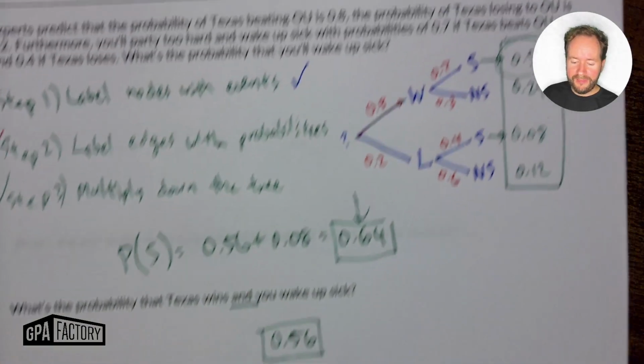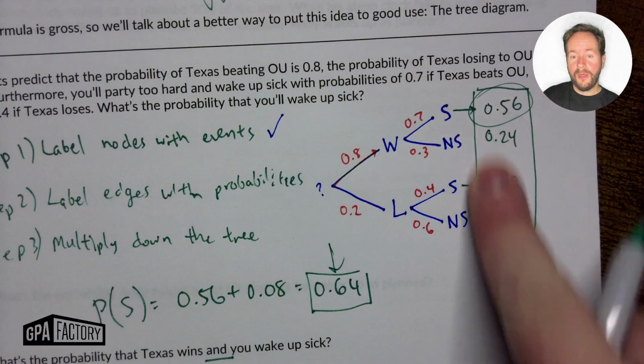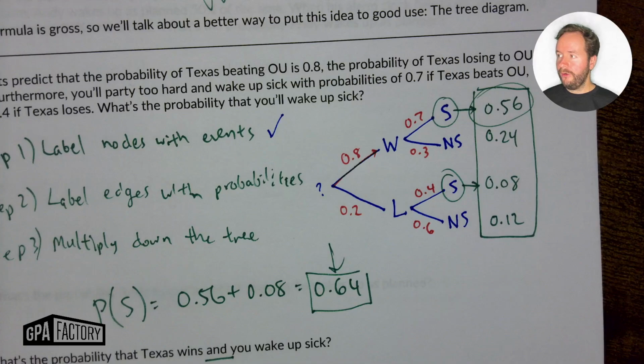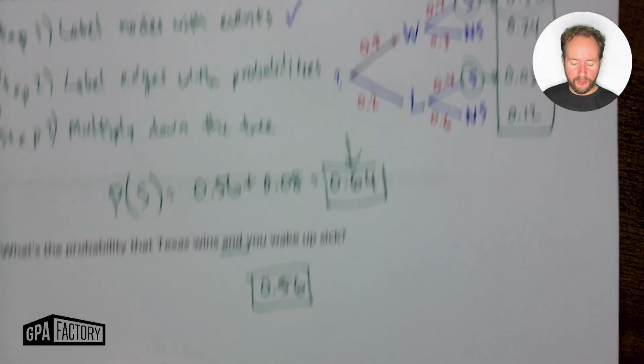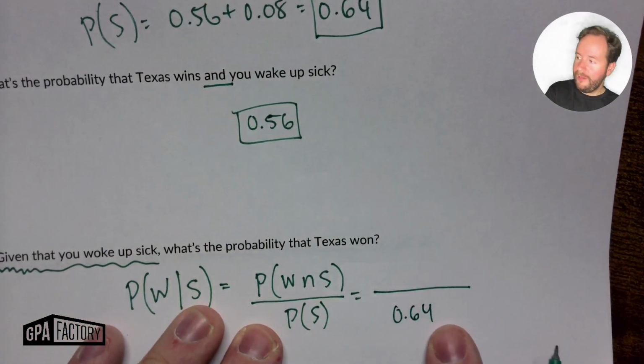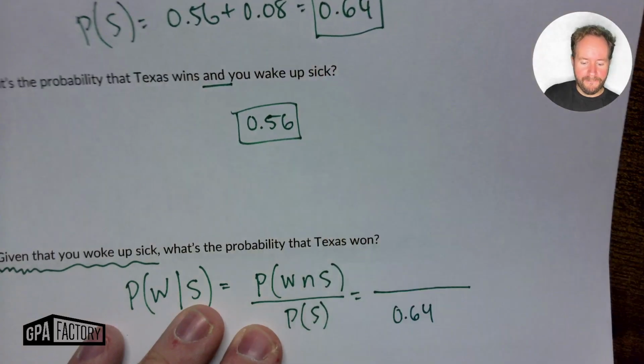So tell you what, go back to the table. Which of these values correspond to me being sick? It's this first guy, sick, and the third guy, sick. So add those two probabilities, 0.56 and 0.08. That gives me my denominator of 0.64. But again, that's the same value that we found right there.